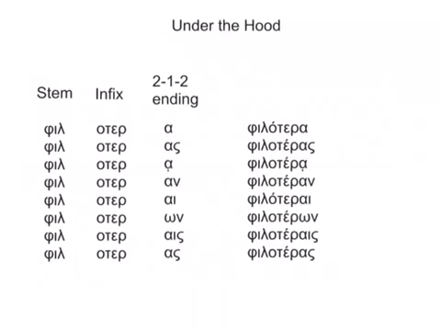First you have a stem, in this case phil. Then you have this infix that means it's a comparative adjective, oter. And then you have your 2-1-2 ending, and here I've given you the feminine endings. Notice, by the way, that the feminine endings here are a, as, a, an, rather than ē, ēs, ē, ēn, because here you're attaching it to something that ends with ro. So in the end you get philotera, philoteras, and so on.